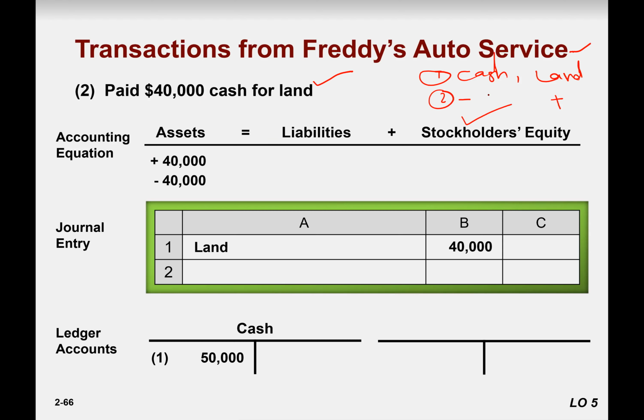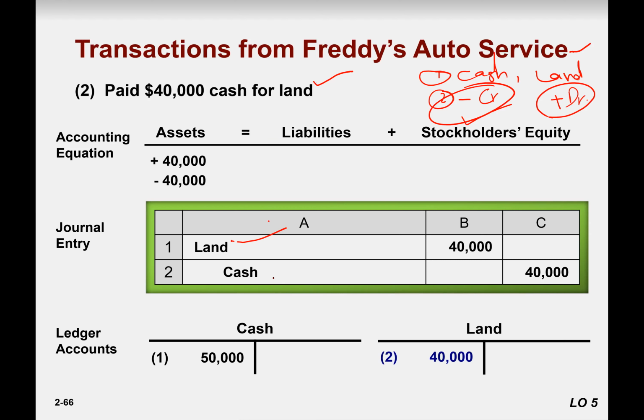If cash belongs to assets, asset decrease, land belongs to asset, asset increase. And how we make the entry? First of all, debit and then credit. So you write it down, land to cash. Understand?